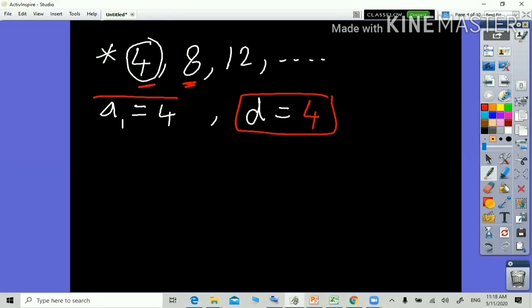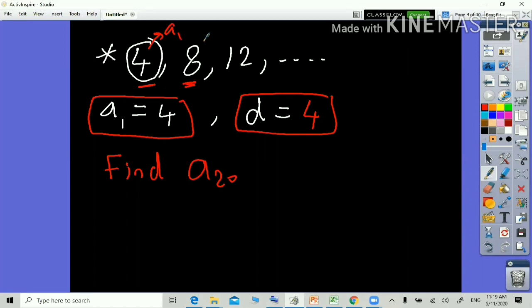Now we know the first term, A1, and the difference, D. What is the question? If I ask you, find A20. What does A20 mean? The term number 20. A1 means the first term, A2 the second term, A3 the third term. I want you to continue till A20.